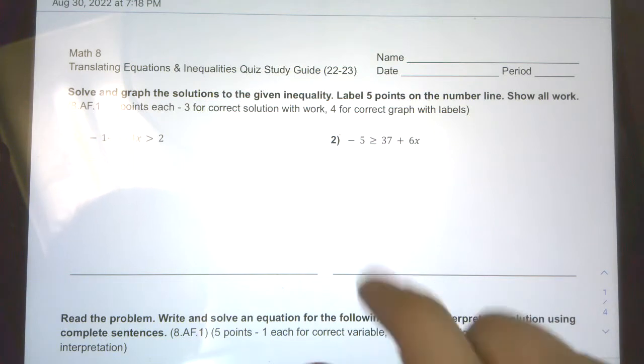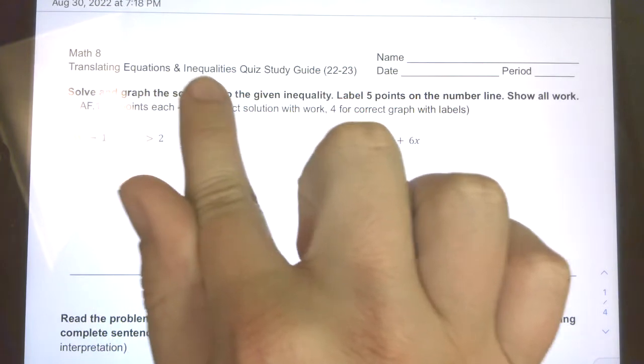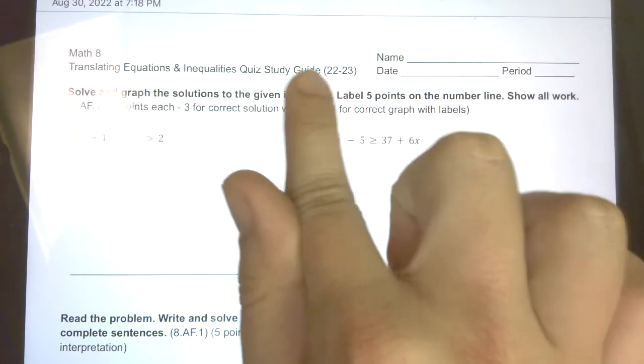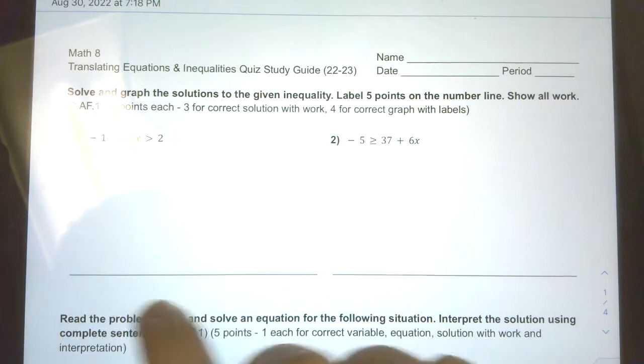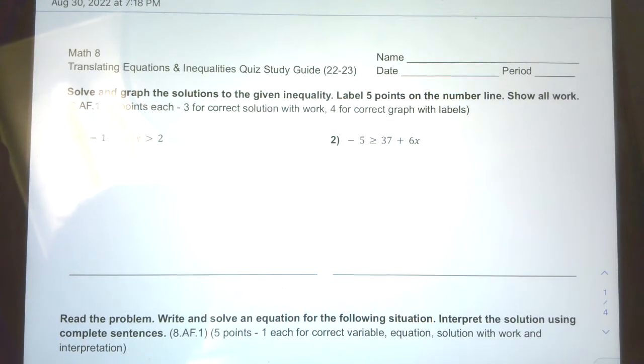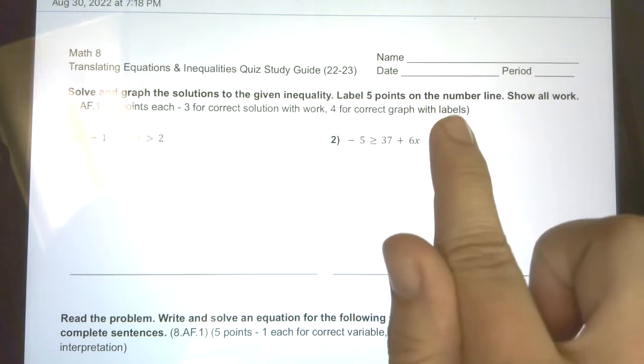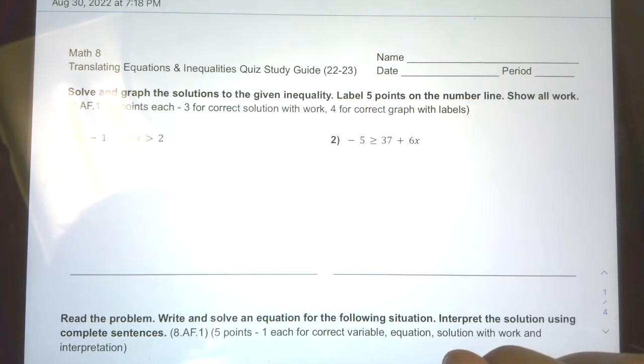This is the walkthrough video for the Translating Equations and Inequalities Quiz Study Guide. I'm going to walk through this whole thing, and I am going to read the questions with the directions, because I spent a little bit of time putting in some more precise directions so you understand how we're going to go through this quiz, the upcoming tests, and things like that. The further we get into this year, the more specific these directions are. So I am going to point these out so you know what to expect on the quiz for Thursday.